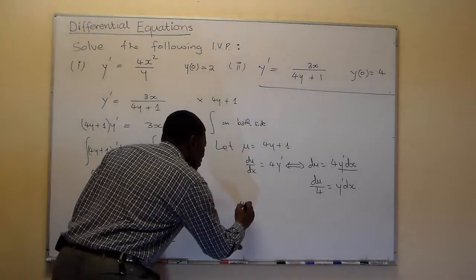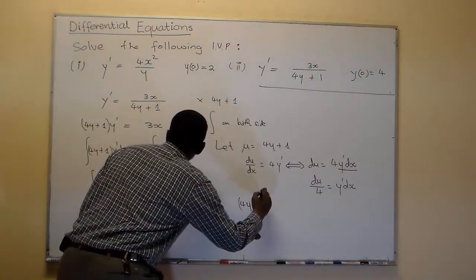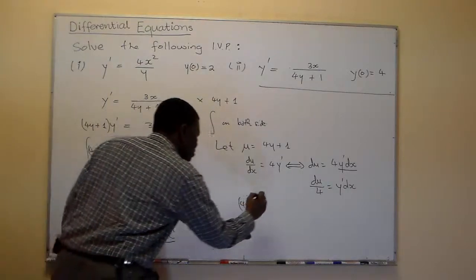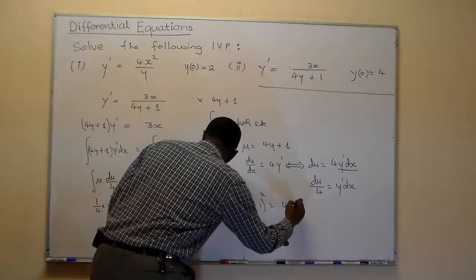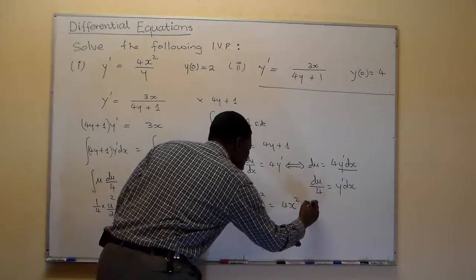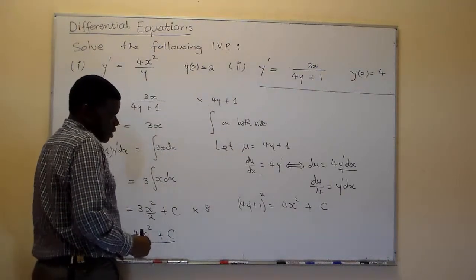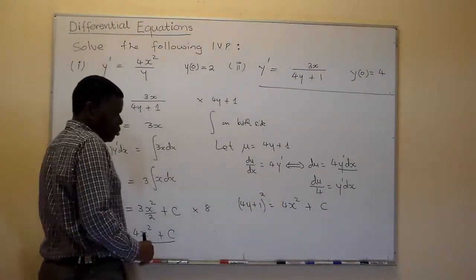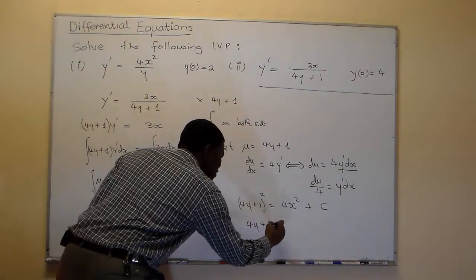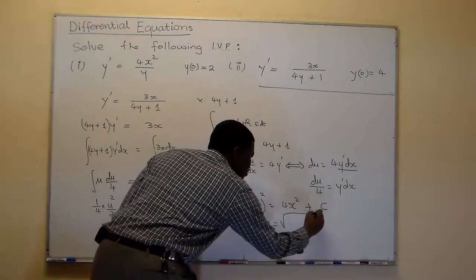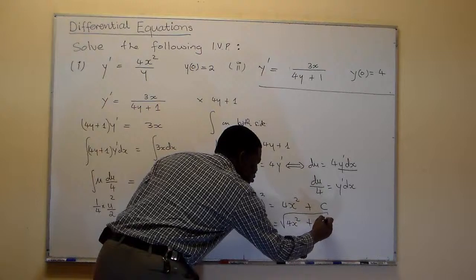So we've got here (4y plus 1) squared equals 12x squared plus c, which we can simplify also by finding the square root on both sides. We get 4y plus 1 equals the square root of 12x squared plus c.